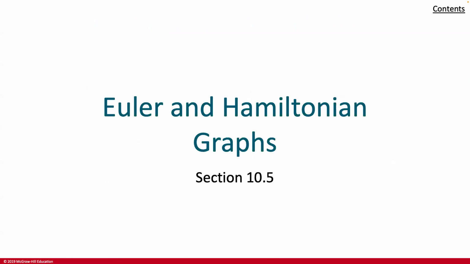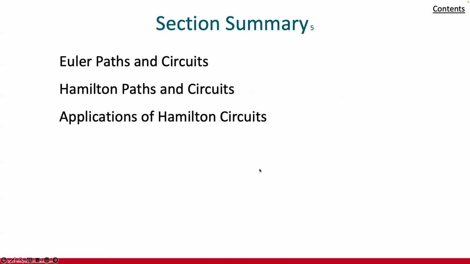Okay, let's talk about Euler and Hamiltonian graphs. So Euler paths and circuits, Hamiltonian paths and circuits, and the applications of Hamilton circuits. Can we travel along the edges of a graph starting at a vertex and returning to it, traversing each edge of the graph exactly once? Similarly, can we travel along the edges of a graph starting at a vertex and return to it while visiting each vertex of the graph exactly once?